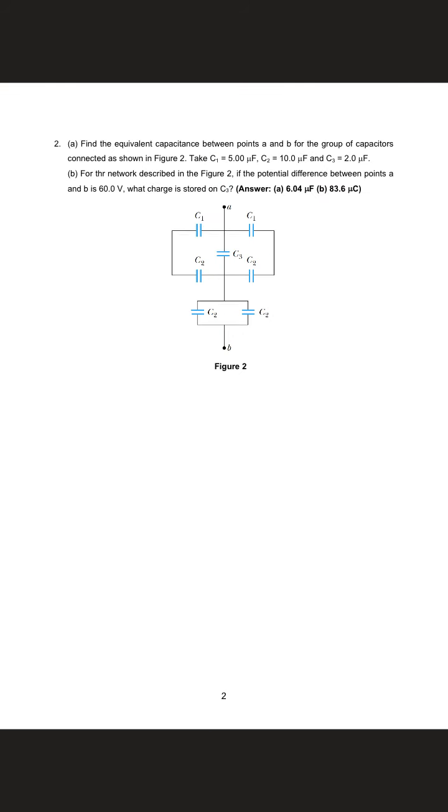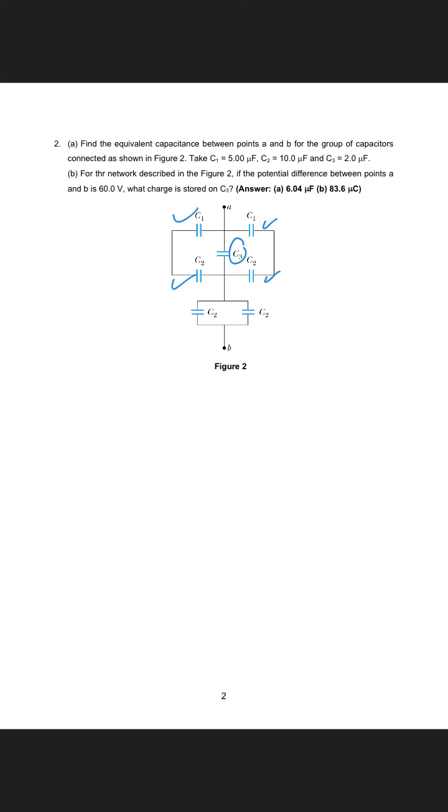This question asks you to find the equivalent capacitance, then the potential difference between point A, and the charge stored at C3. First things first, we are going to find the C equivalent. We start with the C1, C2 combinations, this one and this one. You can see that C1 and C2 are in series.